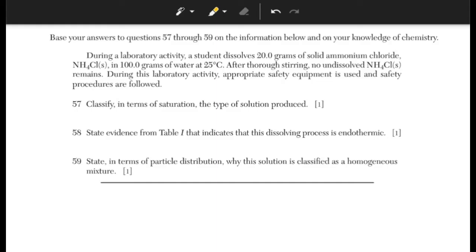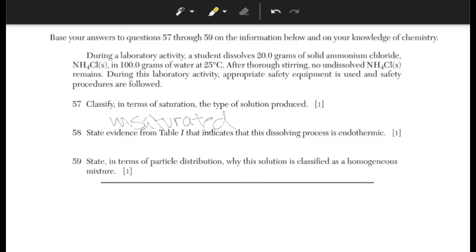This question is asking if the solution is unsaturated, saturated, or supersaturated. We need to look at Table G in the reference table. Once we find the line with ammonium chloride, we have to align it with the amounts in the question. It says 20 grams of ammonium chloride in 100 grams of water at 25 degrees Celsius. This is below the line of ammonium chloride in the table, so this solution is unsaturated.